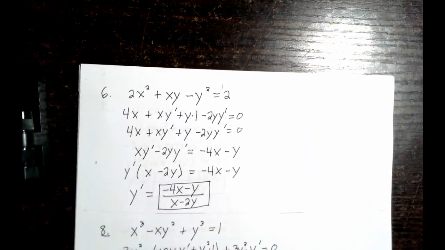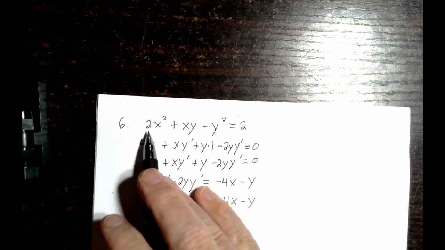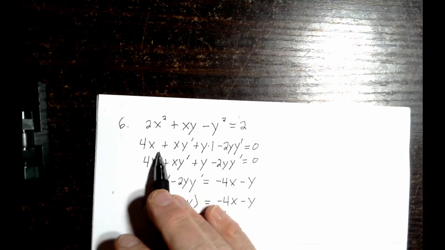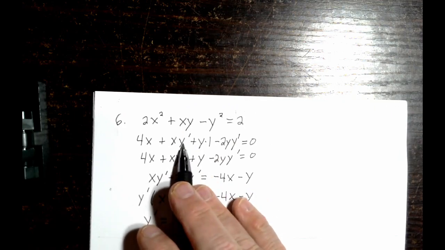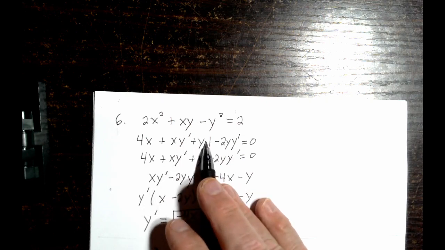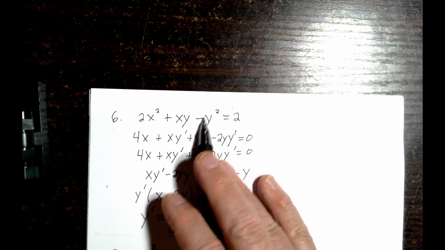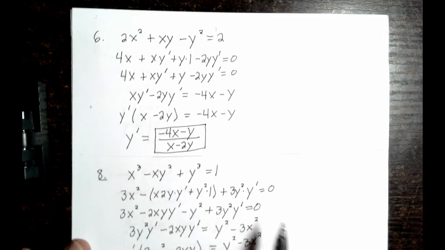Alright, questions 5 through 19 are of the same type. They're just asking you to do the derivative. So, the derivative of 2x squared is 4x. Derivative of xy, that's the first times the derivative of the second, which is y prime, plus the second, y, times the derivative of x, which is 1. And then 2y, y prime, and then 0. And you solve for y prime there.